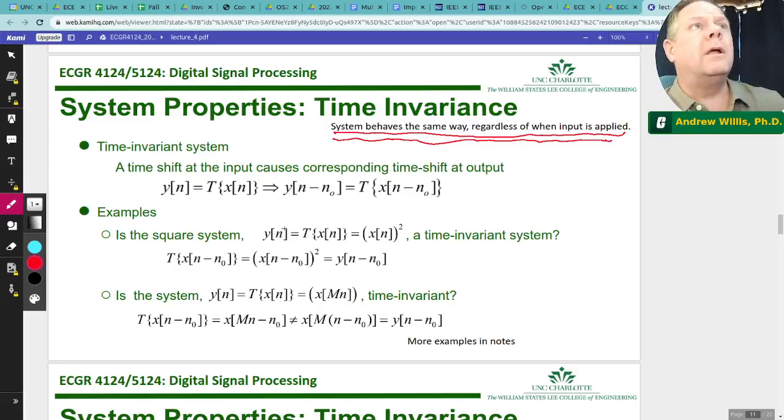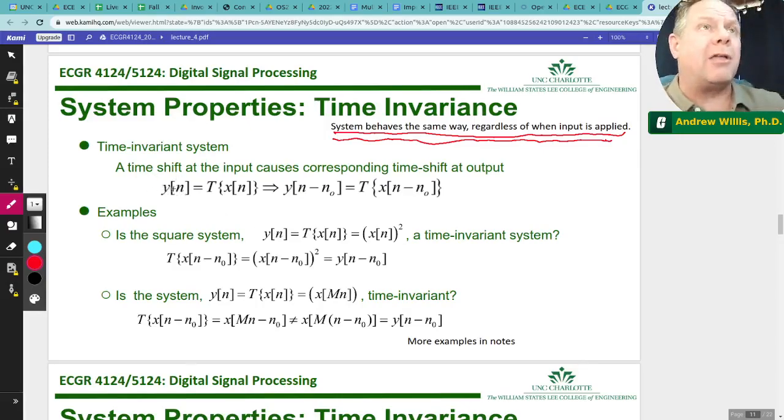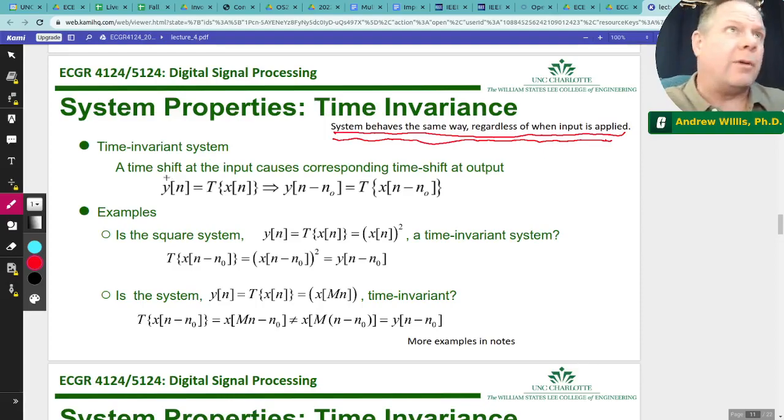So how do we test for that property? That's a property a system has. It is either time invariant or it is not. And so we have to find a way to identify whether a system is time invariant.